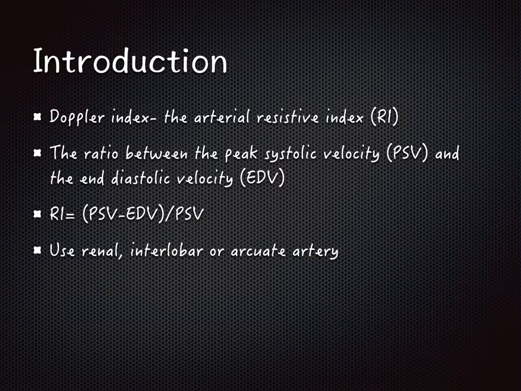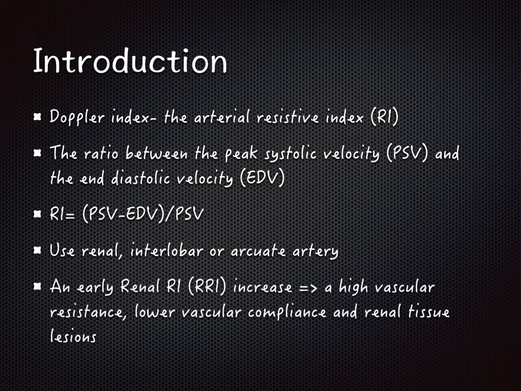In the kidneys, renal interlobar or arcuate artery can be used to determine vascular renal resistance. An early renal resistive index increase is associated with a higher vascular resistance, a lower vascular compliance, and renal tissue lesions.